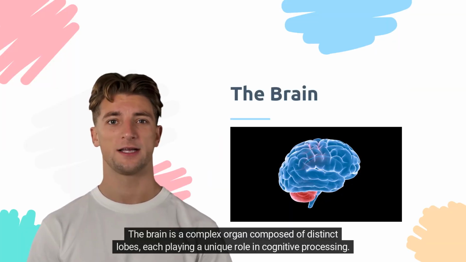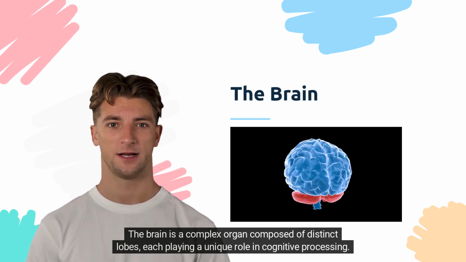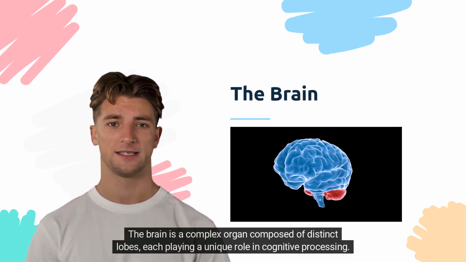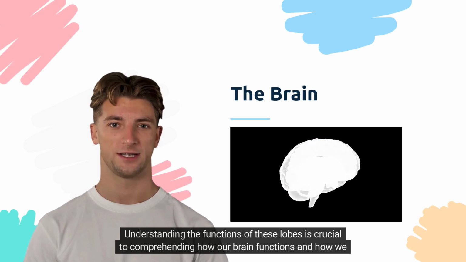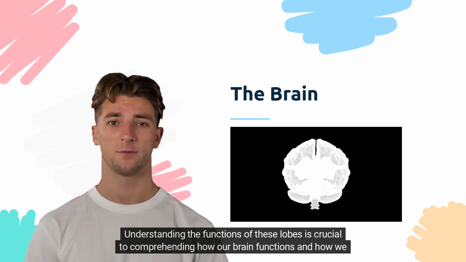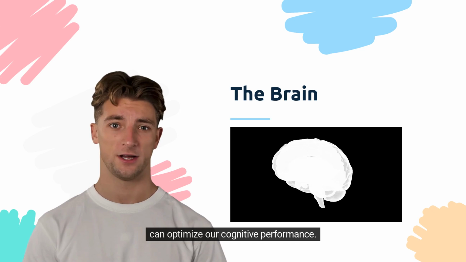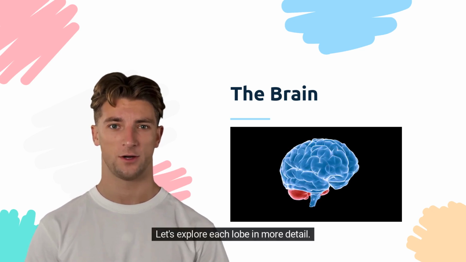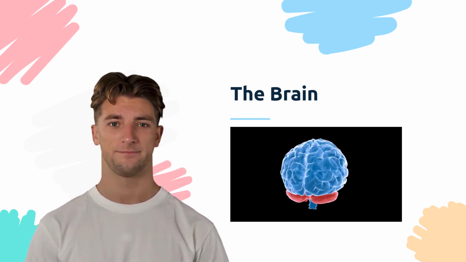The brain is a complex organ composed of distinct lobes, each playing a unique role in cognitive processing. Understanding the functions of these lobes is crucial to comprehending how our brain functions and how we can optimize our cognitive performance. Let's explore each lobe in more detail.